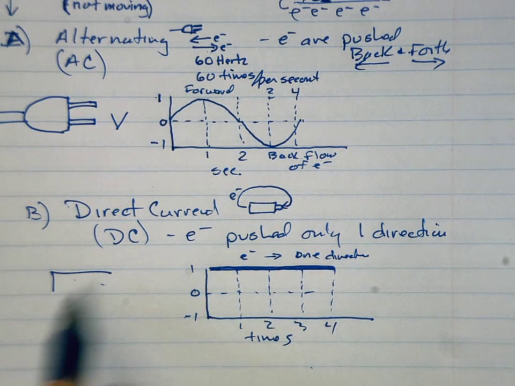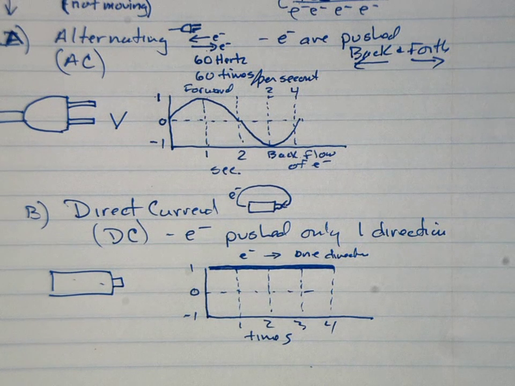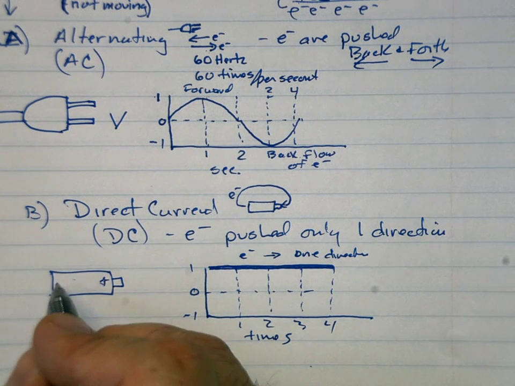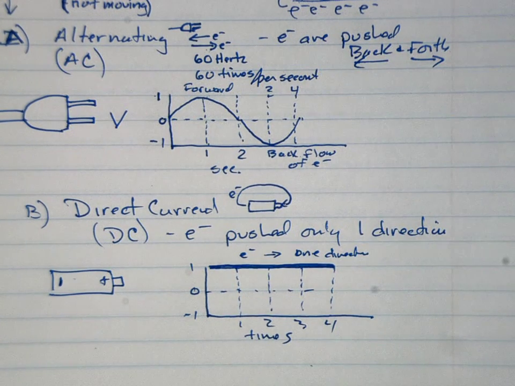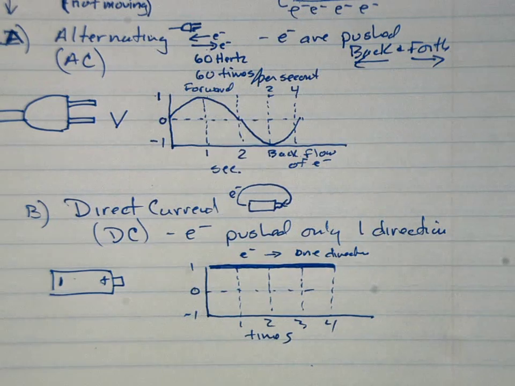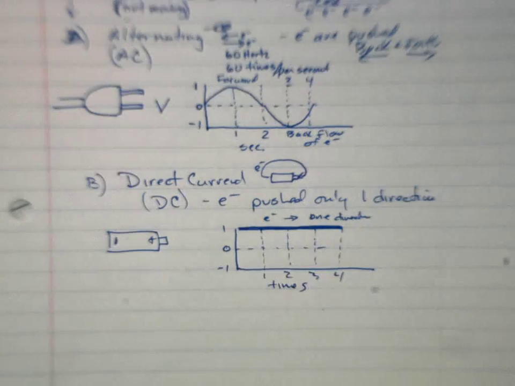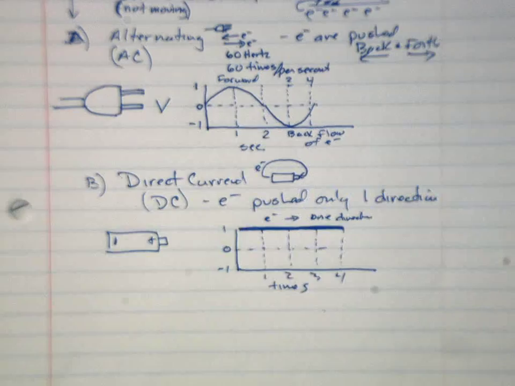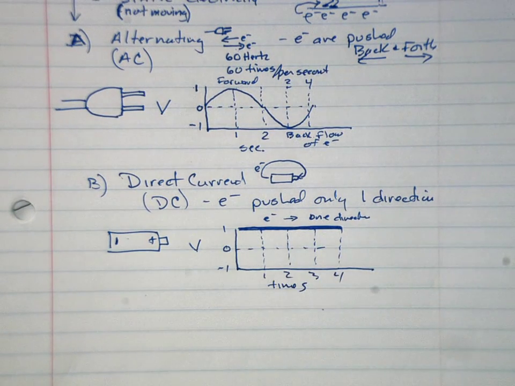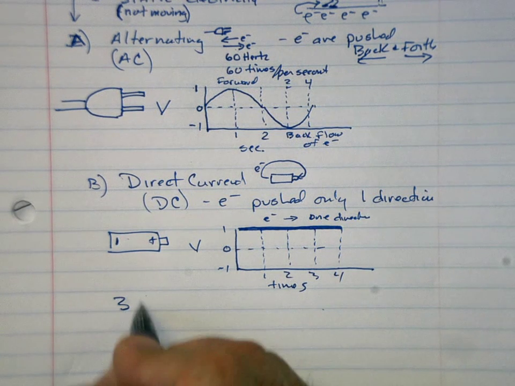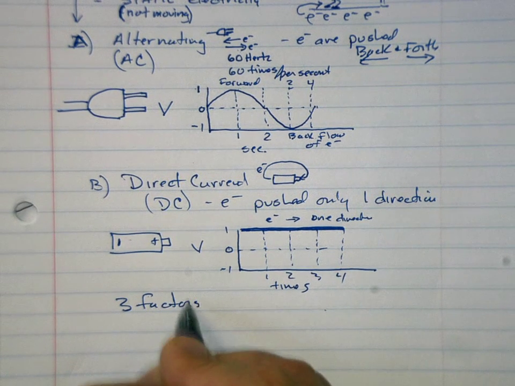That'd be kind of a good representative of a battery. This is the plus end of the battery, that's the negative end of the battery. Oh, and this is voltage here. So now we need to define these terms. There are three factors involved in electricity.